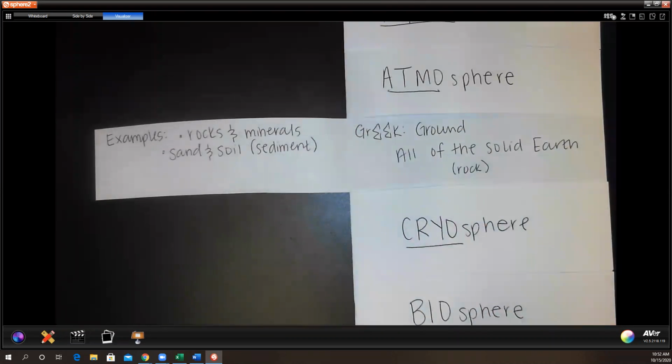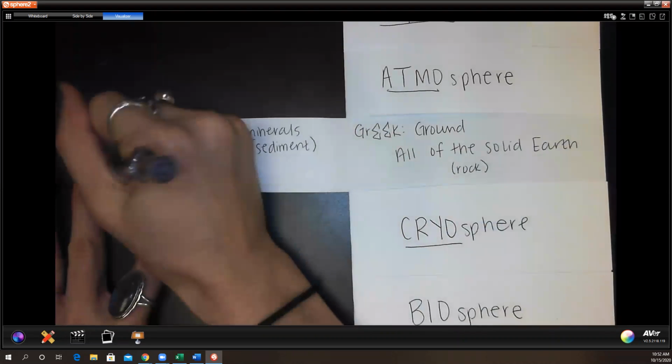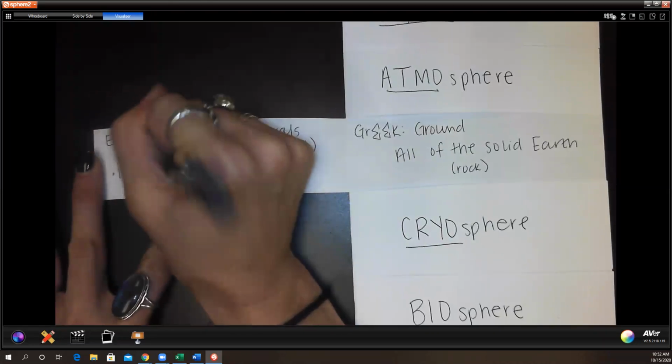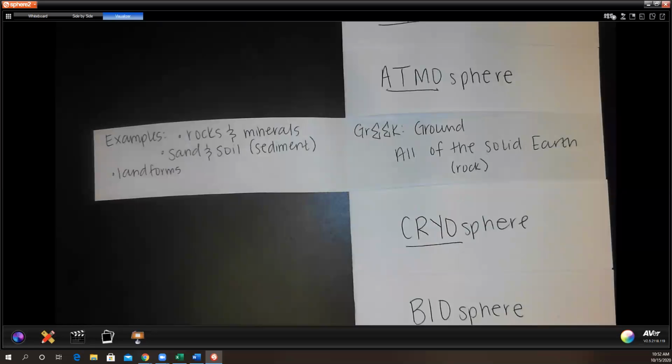There's something else that goes in here too. Emerson? Landforms. And someone yesterday asked me a really great question because it said volcanoes were a part of the geosphere, and they are, right? They're part of that solid Earth.